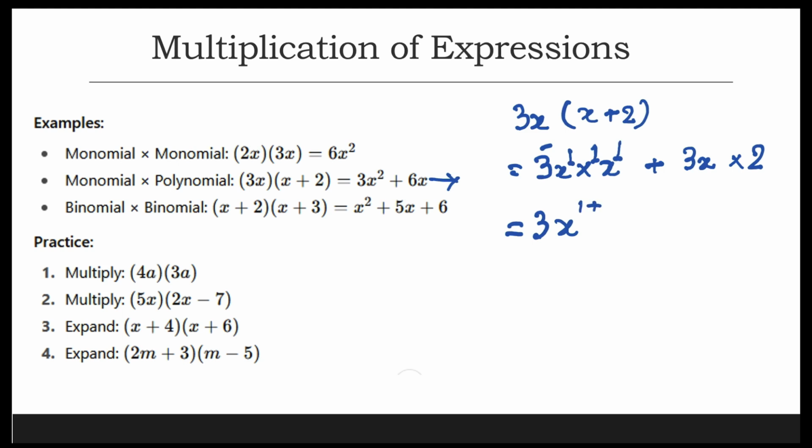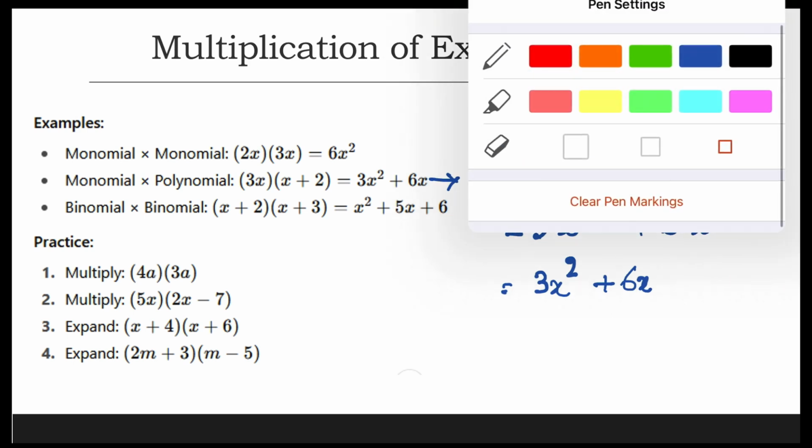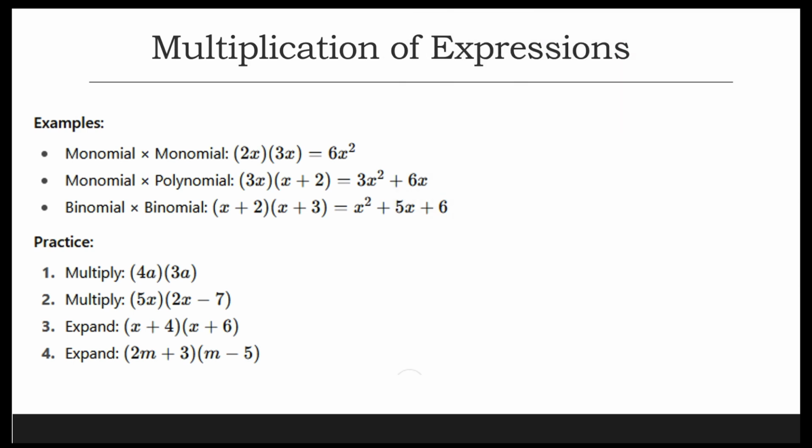So x to the power 1 plus 1, 2. Here 3 into 2 is 6. X to the power, here the power is 1. Here there is no x. So x to the power remains 1. So this becomes 3x to the power 2 plus 6x to the power 1, which is 6x. Hope that's clear. Let's look at one more.